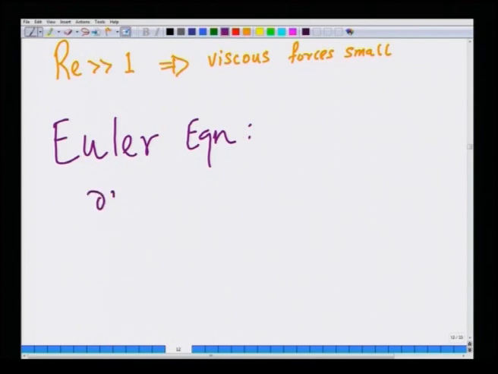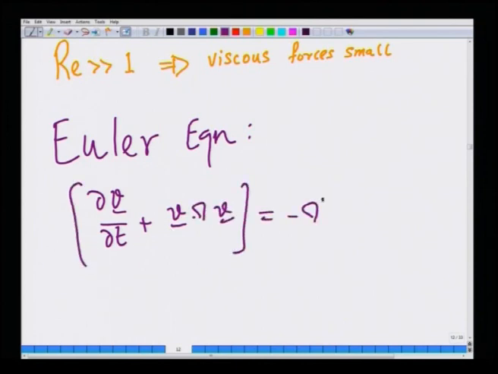So, we will have simply this, the dimensional form of the Euler equation, and if there is gravity, you can put rho times g. This is the dimensional form of the Euler equation.